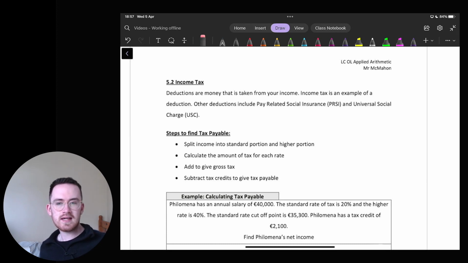So in order to find the tax payable, which is the amount of income tax that you have to pay, what we do is we split our income into standard and higher. So the amount at the standard rate, the amount at the higher rate, we calculate the tax at each rate, we add them, which gives us what we call gross tax, and then we take away our tax credits, and that will give us then the tax that we actually have to pay, our tax payable. So let's just see how it looks in practice.